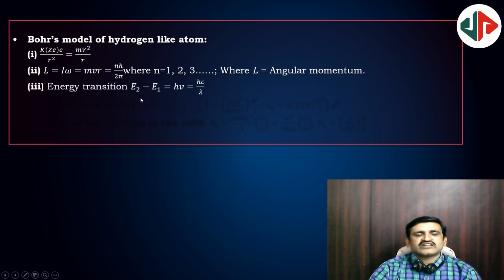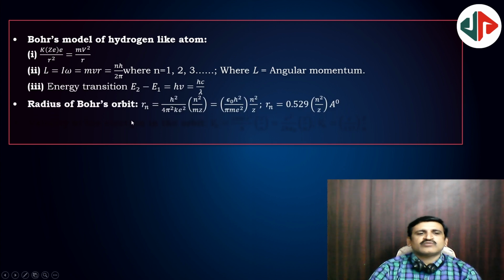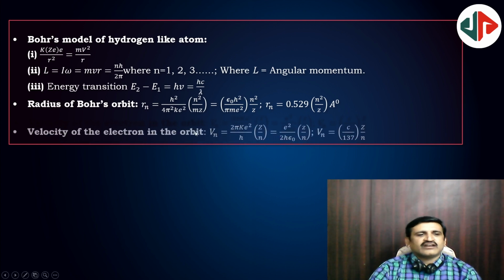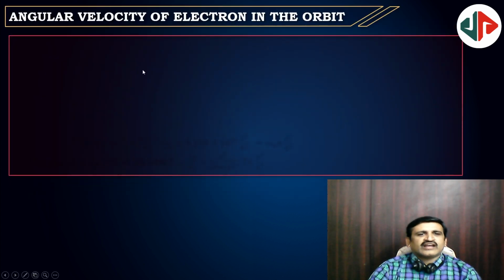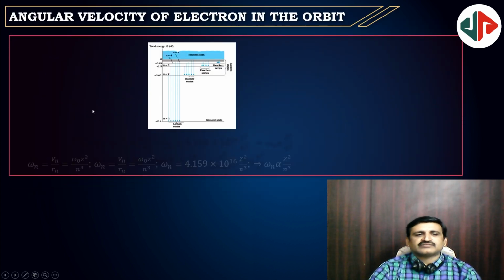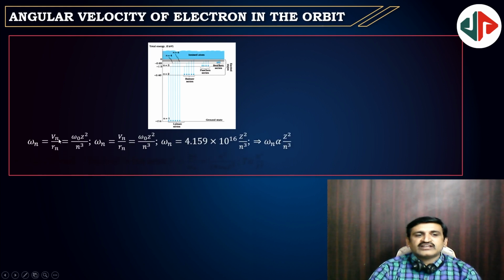Energy transition: E2 minus E1 equals h nu, equals hc by lambda. Radius of Bohr's orbit, Rn, is equal to epsilon naught h square n square by pi m e square Z. Now the velocity of the electron in the orbit is Vn equals e square by 2h epsilon naught, Z by n. Angular velocity of the electron in the orbit, omega n, is Vn by Rn. From that, the remaining things will come.